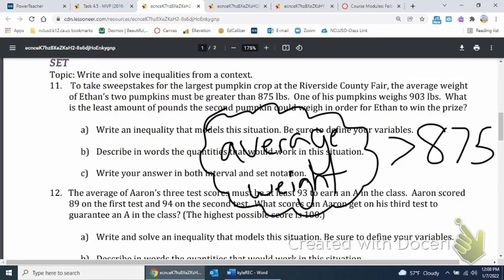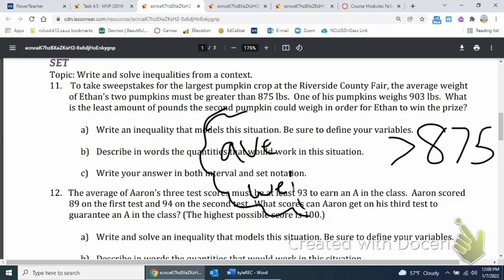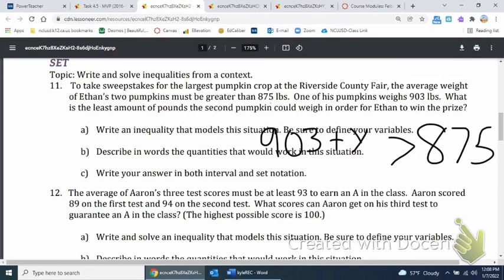What do we use when we don't know what something is? A question mark? An X? A variable, right? Something to hold a place. So if I'm writing the average, like Bryson said, there's only 2 of them, so we're going to add up the 2 pumpkins. The first one was 903. The second one we don't know, so we'll put 903 plus X. And then we have to divide it by 2 because there's 2 pumpkins.